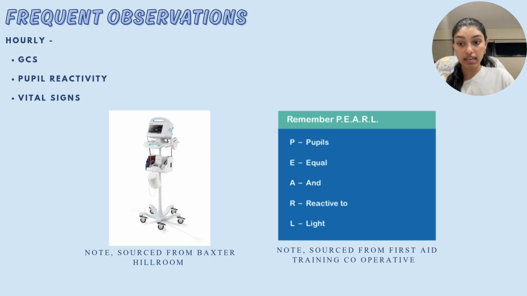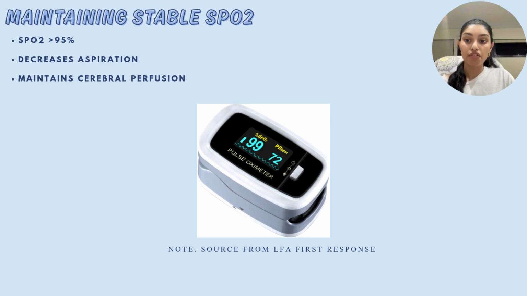By checking GCS, pupil reactivity, and vital signs, you can raise concerns, if any. You are able to identify deterioration or improvement. Recommended by the American Heart Association, SpO2 levels should be maintained at more than or equal to 95%. This decreases the risk of aspiration and maintains cerebral perfusion.